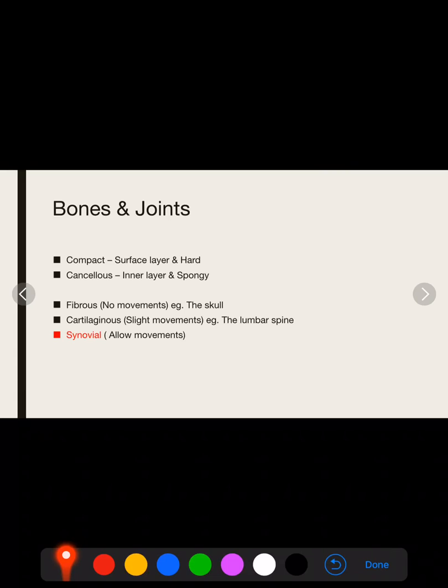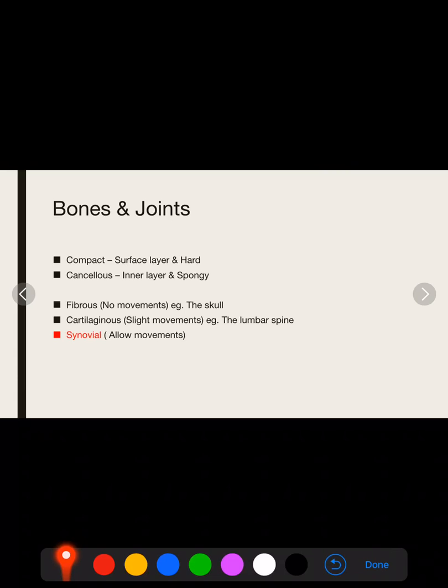So the next part is about the joints. Okay, this is quite an important part, because the joints can affect your movement. So there are 3 types of joints. The first one is the fibrous joint. The second one is the cartilaginous joint, and then the last one is the synovial joint. Okay, you can separate them according to their range of movement.